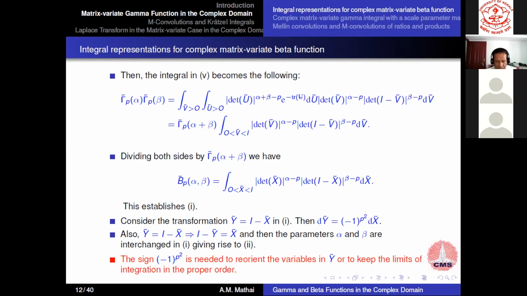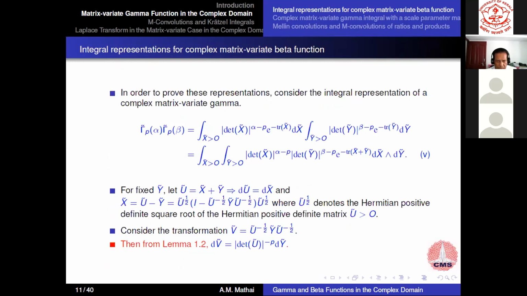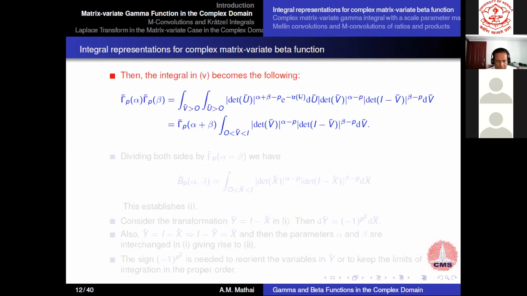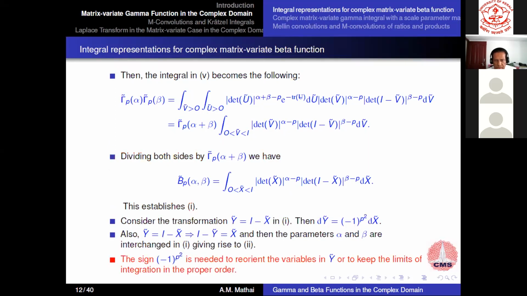Then according to my lemma 1, I have the different elements connected like this. That is from lemma 1. And then I just integrate out this U. This is actually a gamma type integral for U in the complex domain. So that gives you gamma p of alpha plus beta, and the remaining part is this. So this is one of the representations for that type 1 beta in the complex domain.